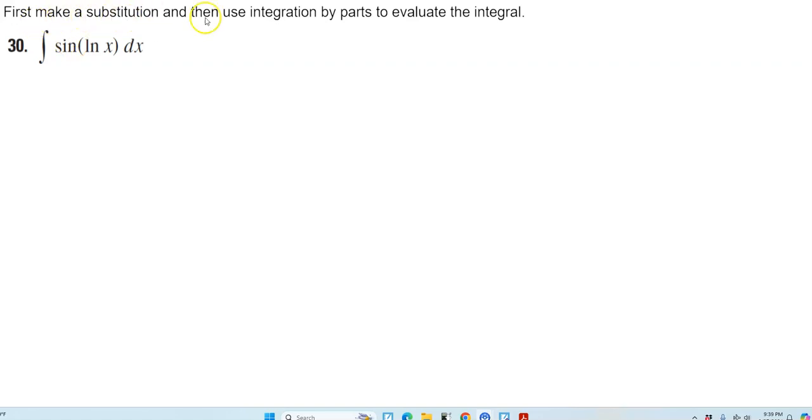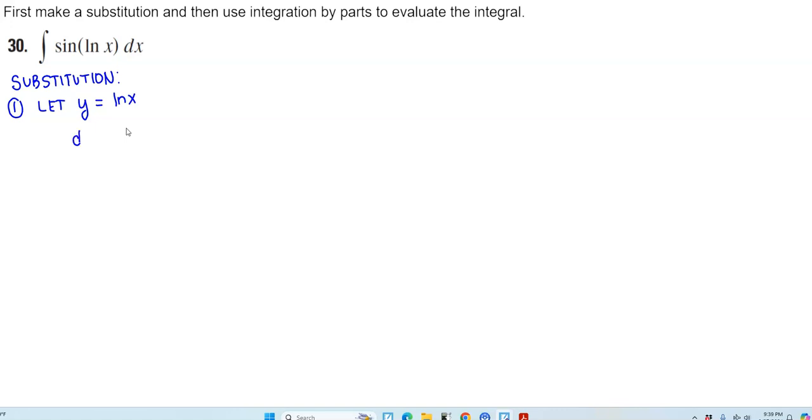First, make a substitution and then use integration by parts to evaluate the integral. The integral we have here is the sine of the natural log of x dx. So we're going to first start out with our substitution. Our variable in our integral is x, so we're going to use y for that substitution. So we're going to let y equal the natural log of x.